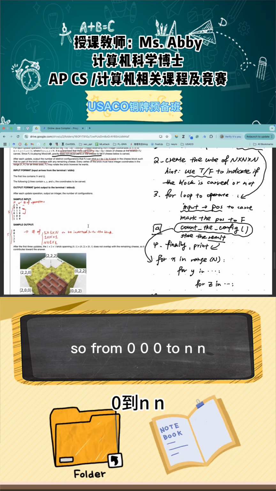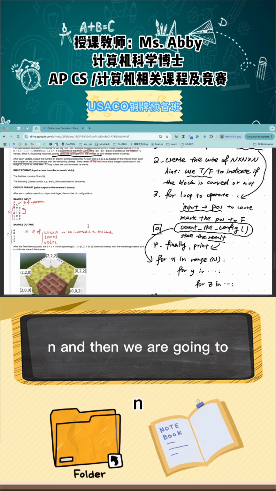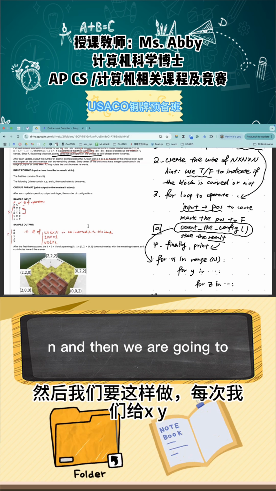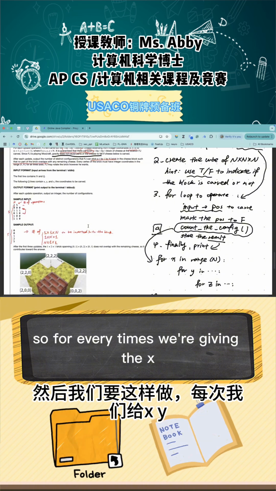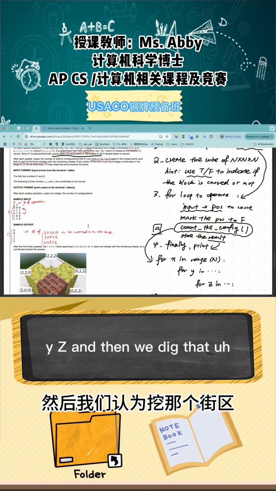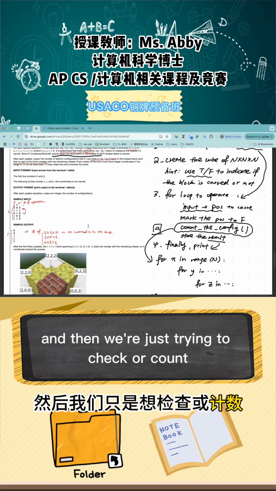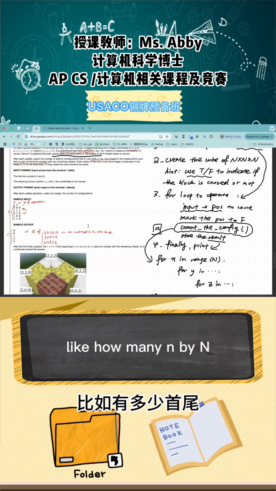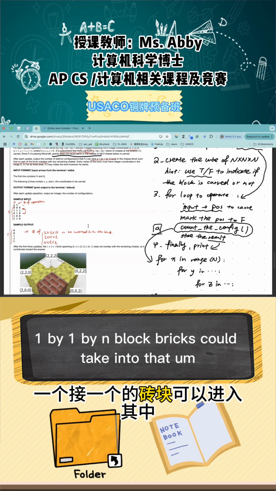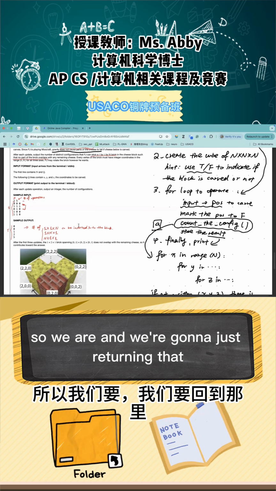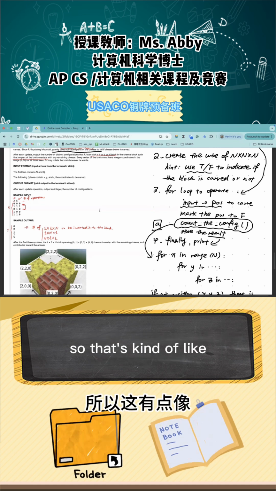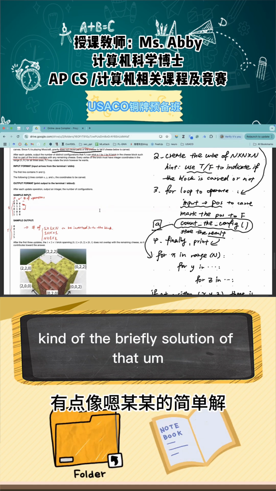So from 0, 0, 0 to n, every time we are given the XYZ, we dig that block, and then we check or count how many n by n, one by n block bricks could fit into that. So we are going to return that. That's briefly the solution.